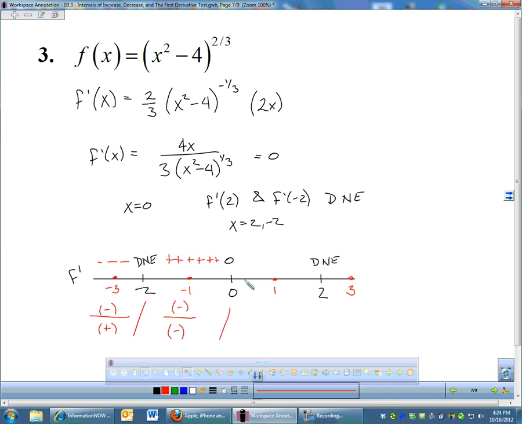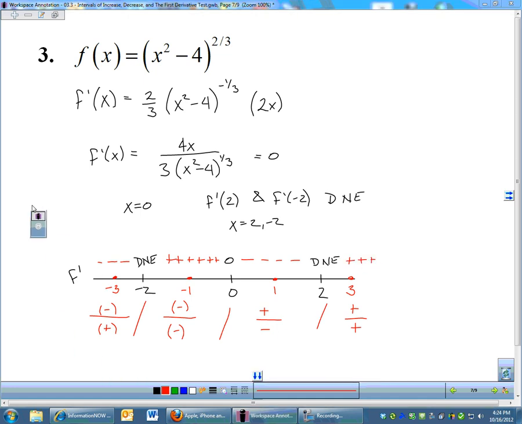If I plug in 1, 4 times 1 is positive. 1 minus 4 is negative 3, and the cube root of that is still negative. So positive over negative. And if I plug in 3, 4 times 3 is positive. 3 squared is 9, minus 4 is positive. So that's positive. And then looking at this number line, we have several places.